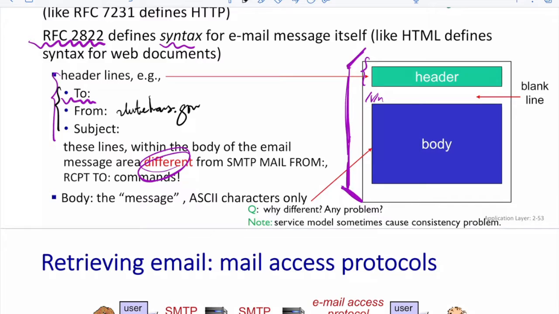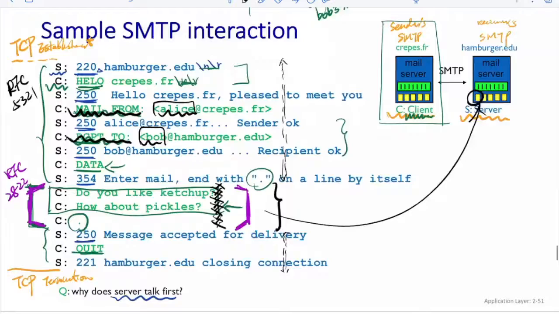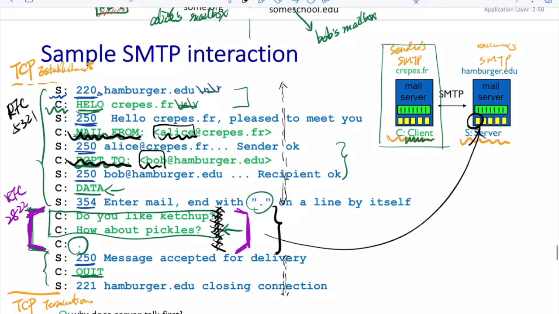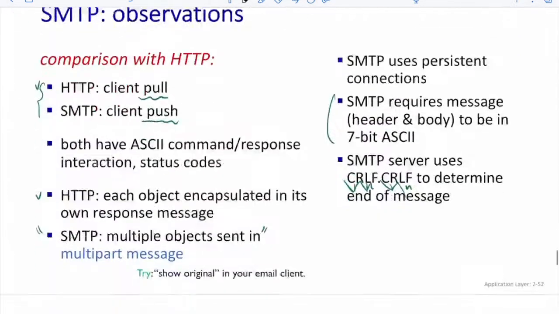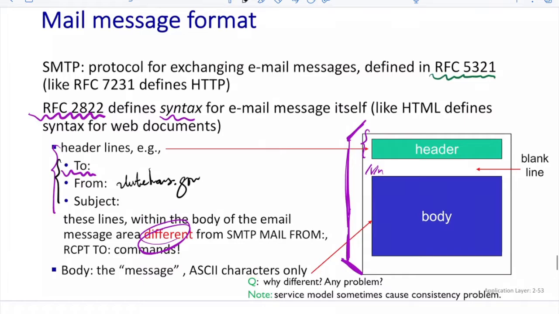However, maybe it's not. Because usually the receiver's SMTP mail server will not check any information in RFC 2822. So make sure you understand that RFC 2822 and 5321 are different.